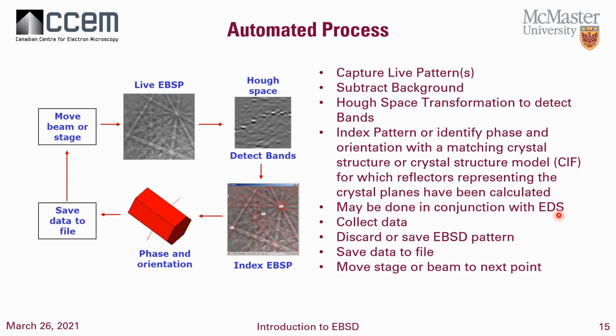We may do it in conjunction with EDS, because sometimes we may have phases of similar crystal structure, and it may be difficult to determine which crystal structure is which. So you might have, for instance, something like iron oxide and austenite, which have similar crystal structures. You may have to use EDS in conjunction with EBSD in order to differentiate the two phases accurately.